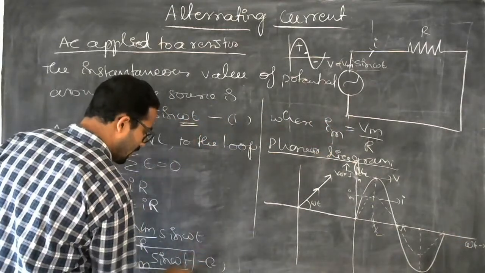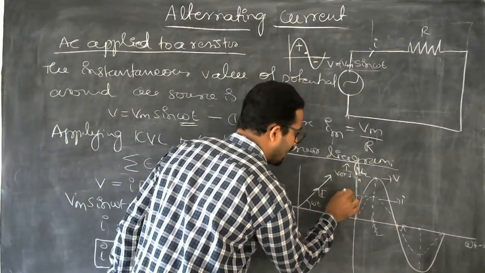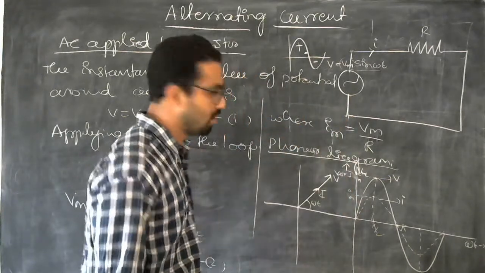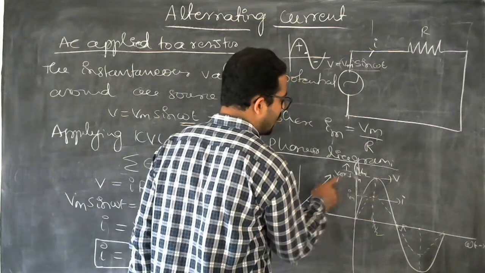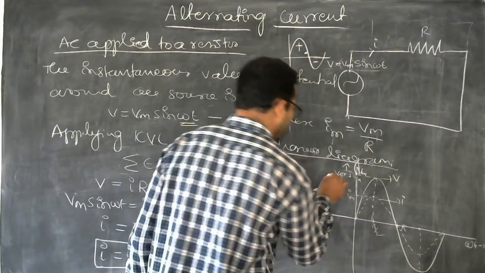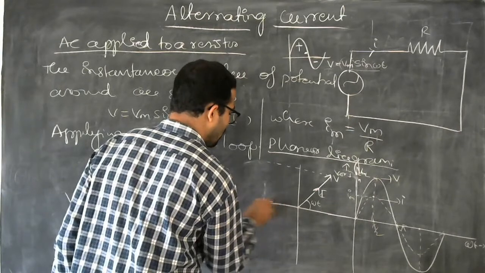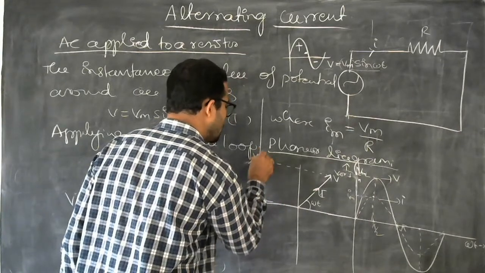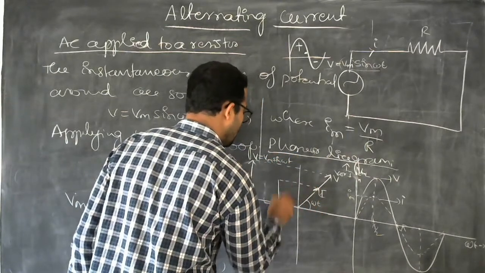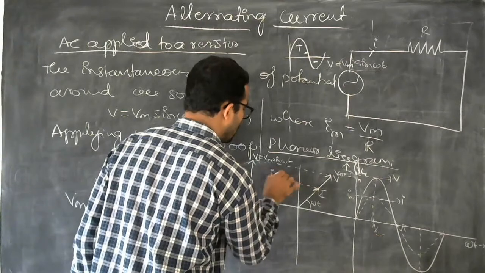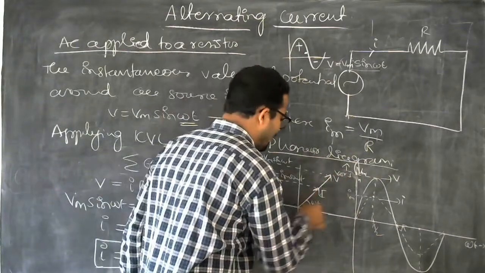At the omega t angle, this is a current phasor, and this is a voltage phasor. They are at the same angle. I have taken 2 points and I am trying to write the phasor diagram. Now, what is the value of this phasor? V is Vm sin theta, and the value of current I is equal to Im sin theta.